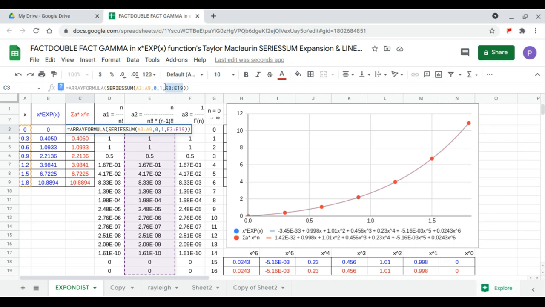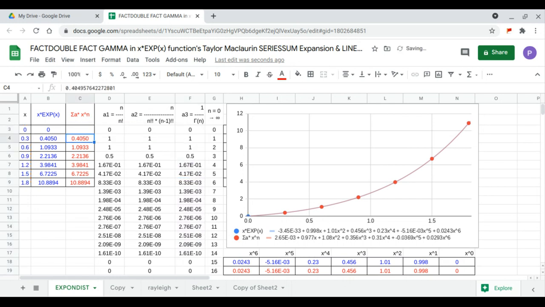Suppose I will use the gamma function. So I will replace this with the gamma coefficient. So this is the gamma. That was the double factorial. This time is the gamma. Again, the polynomial regression coefficients are the same. The polynomials are the same. The trend lines are collinear. And the data sets are all the same.